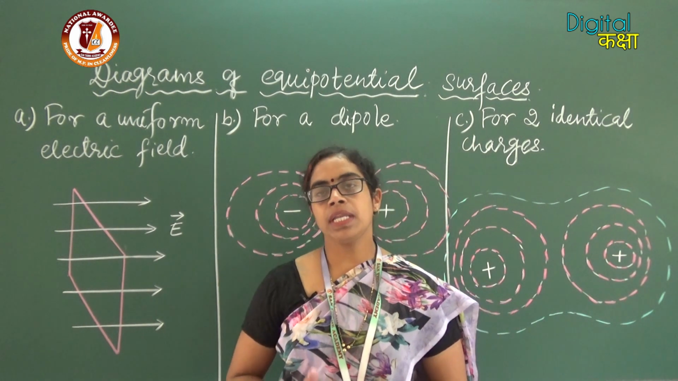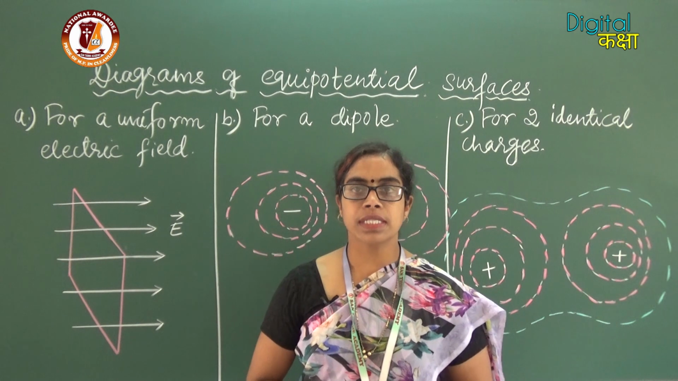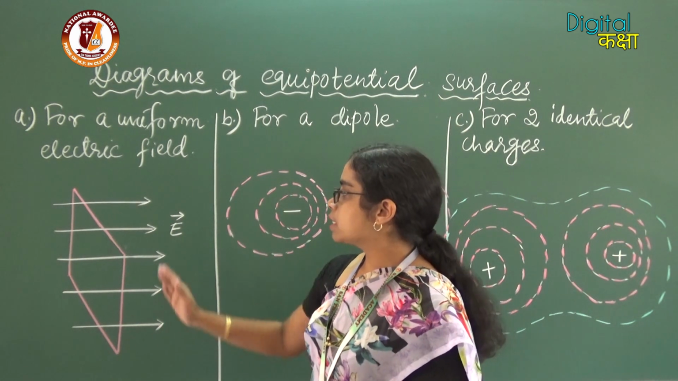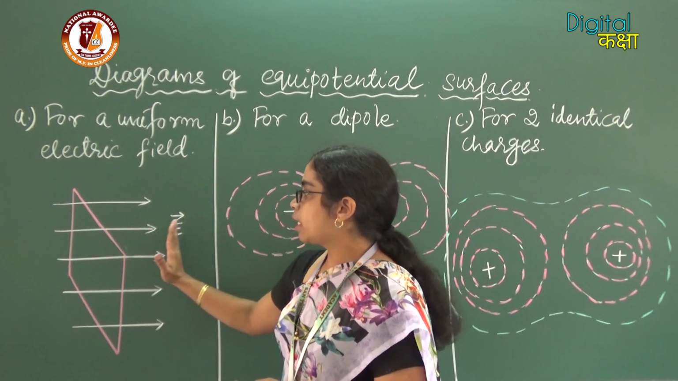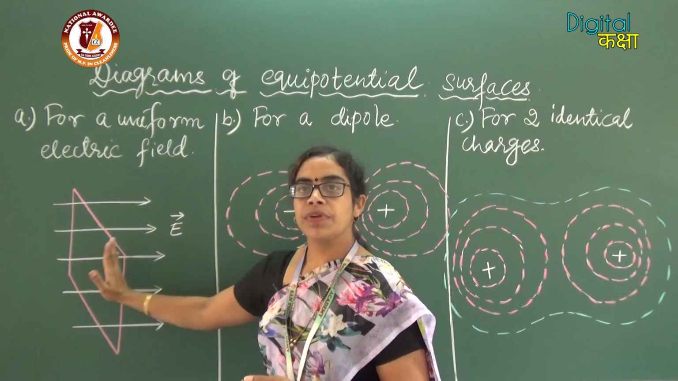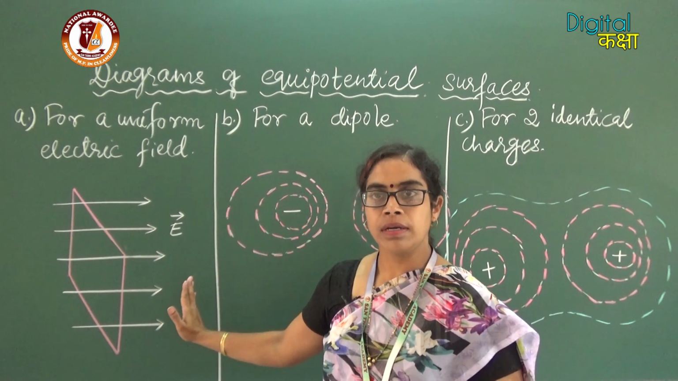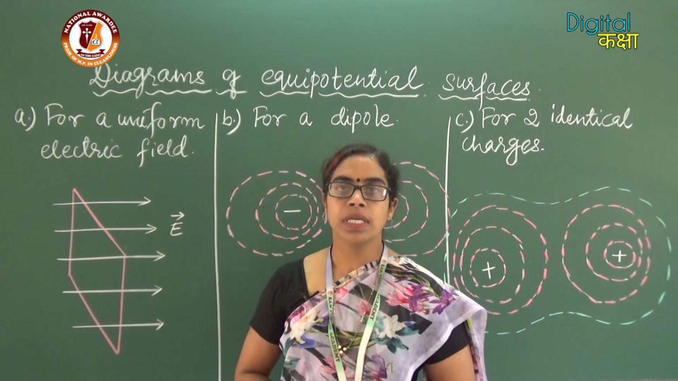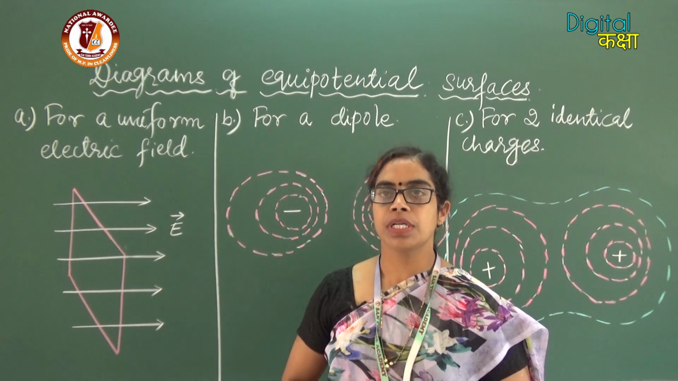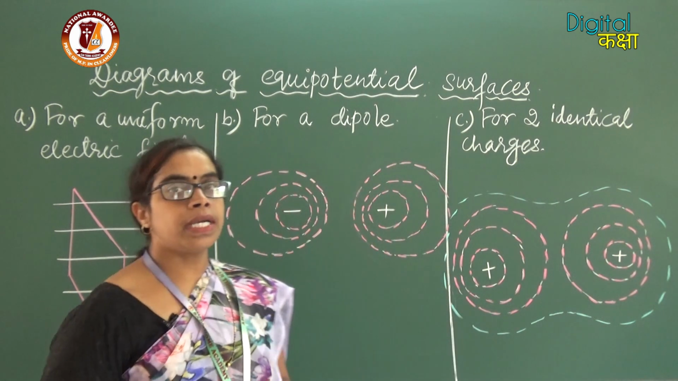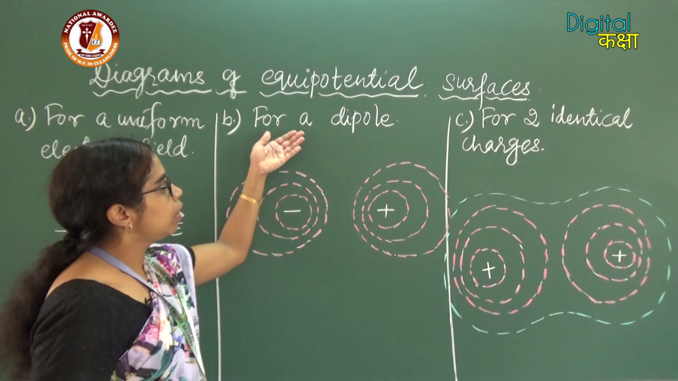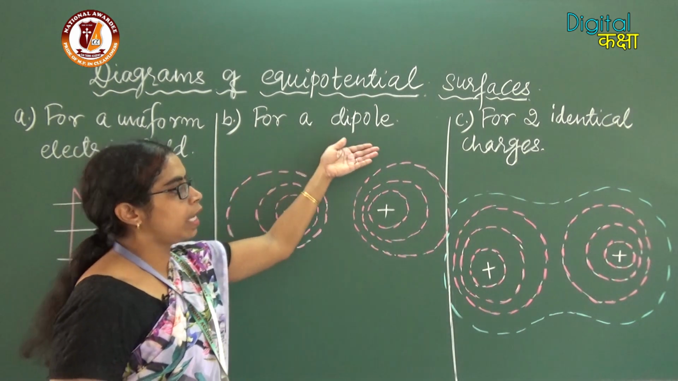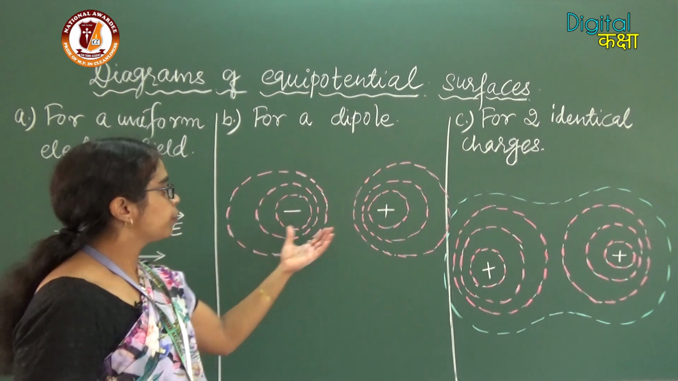Since the yz plane is perpendicular to the x-axis, that is the reason the diagram for the equipotential surface is drawn in such a manner, which we have studied in the second property of the equipotential surface. Let us come to the next diagram, that is for an electric dipole.